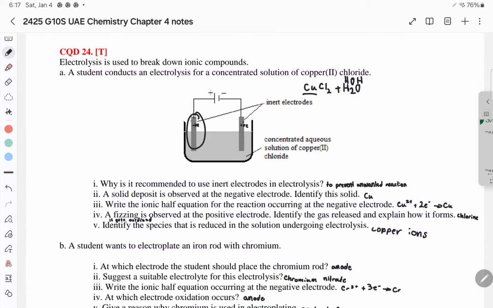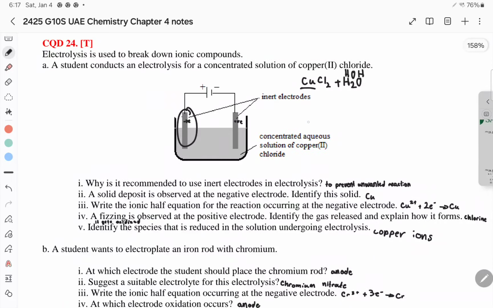Write the ionic half equation for this reaction occurring at the negative electrode. You're going to have copper ions, so Cu2+. At the negative electrode, which is the cathode, you're going to have reduction. So Cu2+ plus 2 electrons is going to reduce into Cu.